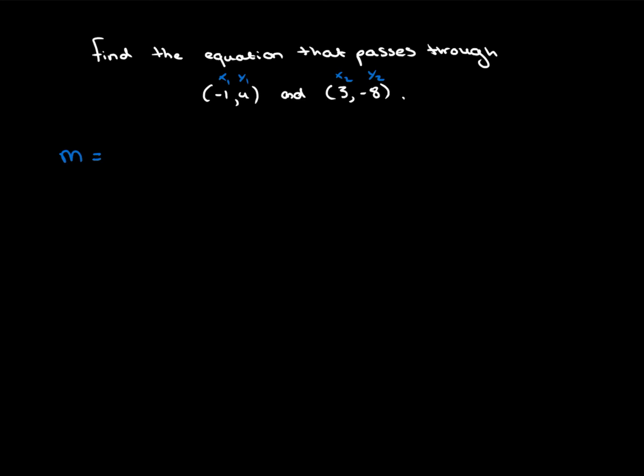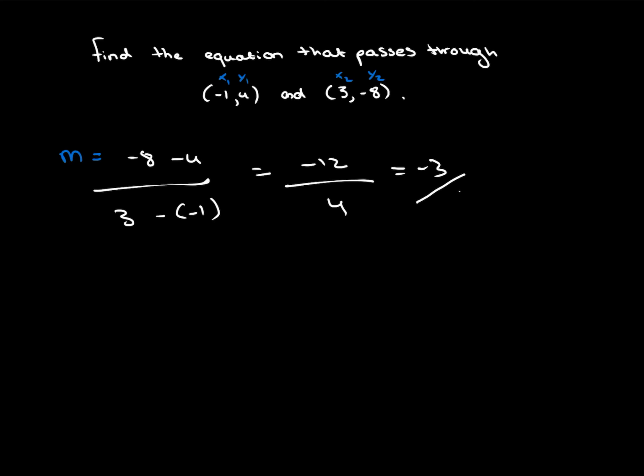Our m is equal to -8 -4 all over 3 minus -1. -8 -4 is equal to -12 over 3 minus -1, which will give us 4. -12 divided by 4 will give us -3. So our gradient is equal to -3.